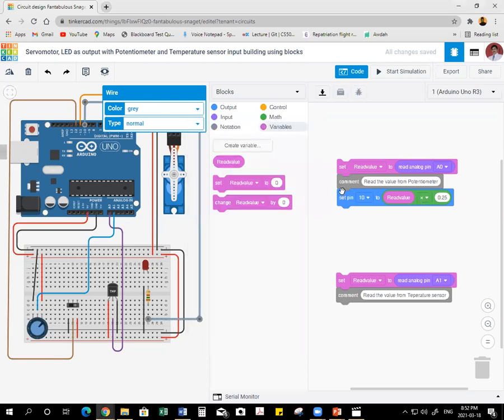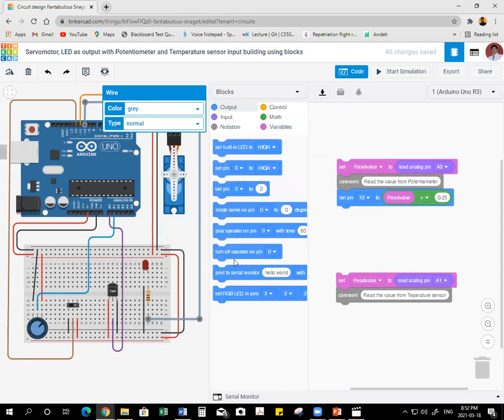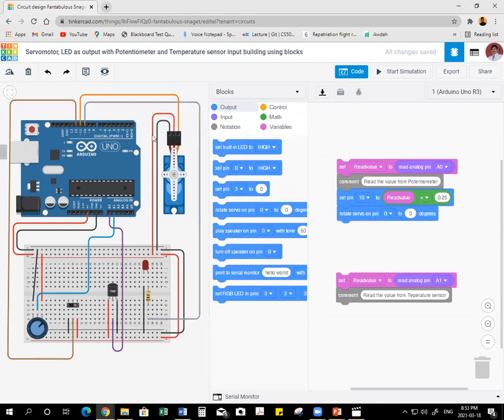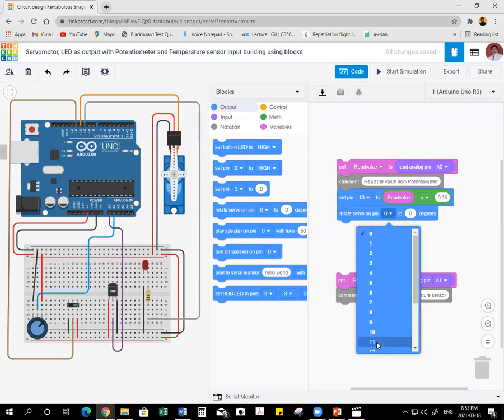Okay. Now this is about the LED brightness coming from the potentiometer. Now what about the servo? With the servo motor, we have to rotate the servo pin. We have output. I will take it and keep it, and it is connected. The servo pin is 11.